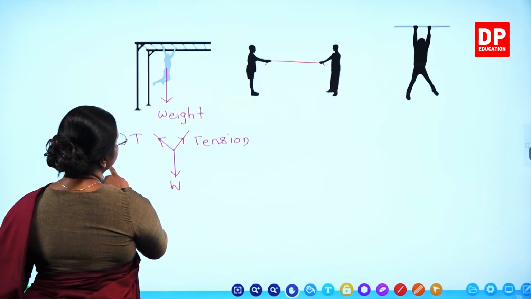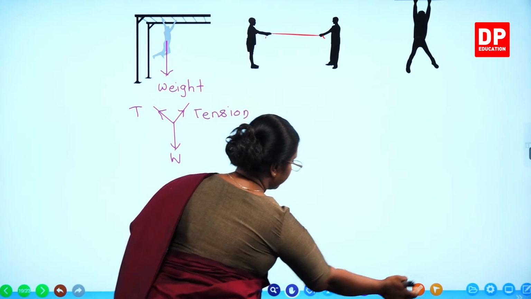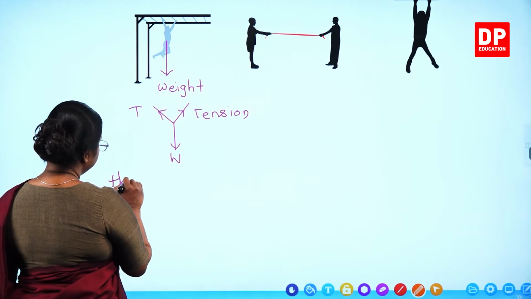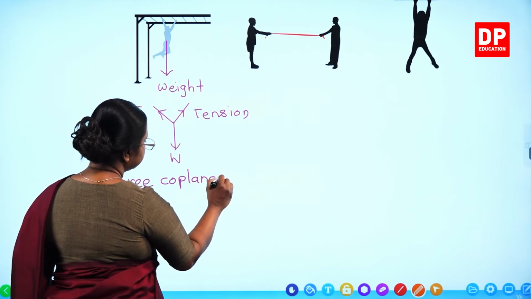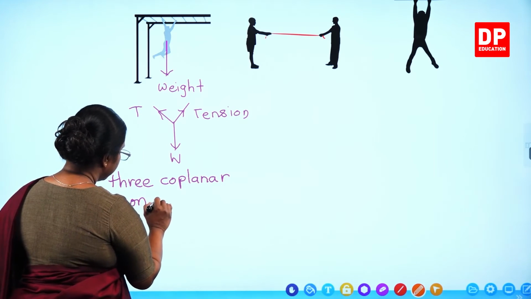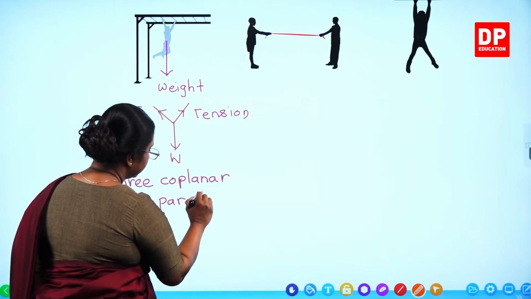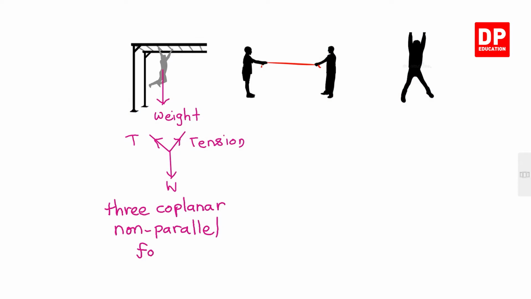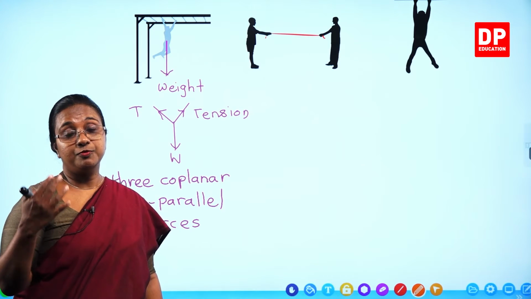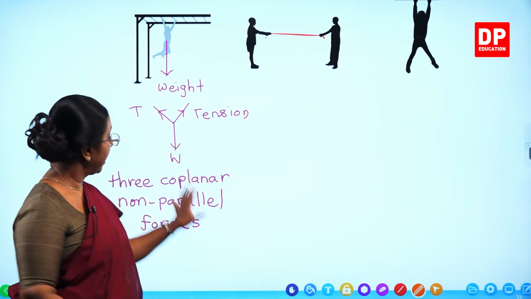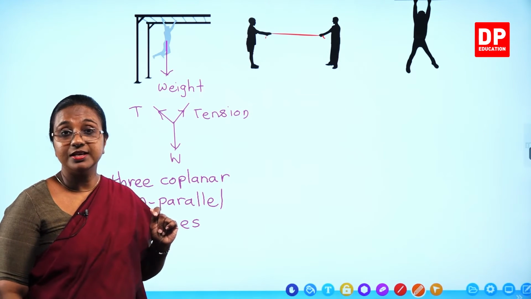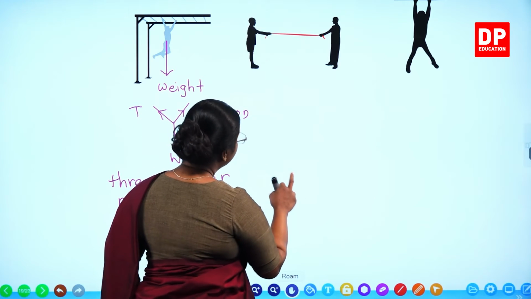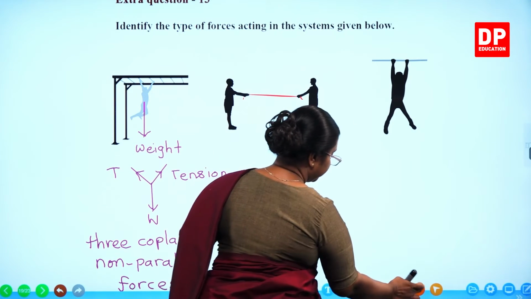So, if we are to identify the type of forces, three coplanar non-parallel forces. We can say non-parallel forces, or we can write as the forces that are not parallel. Either way, it's okay. But there are three coplanar forces acting on the system. Then if we look at the second example.